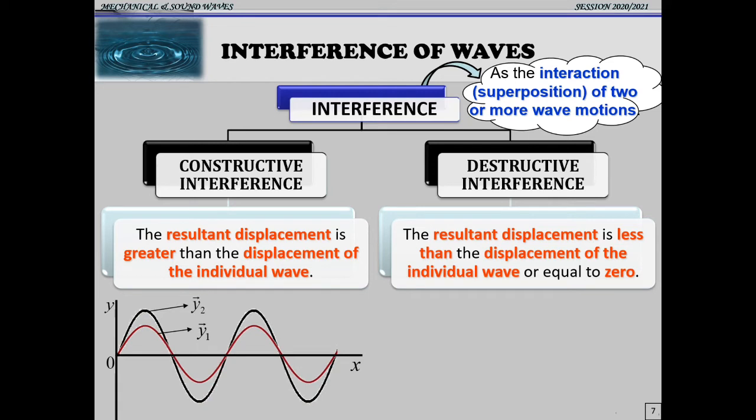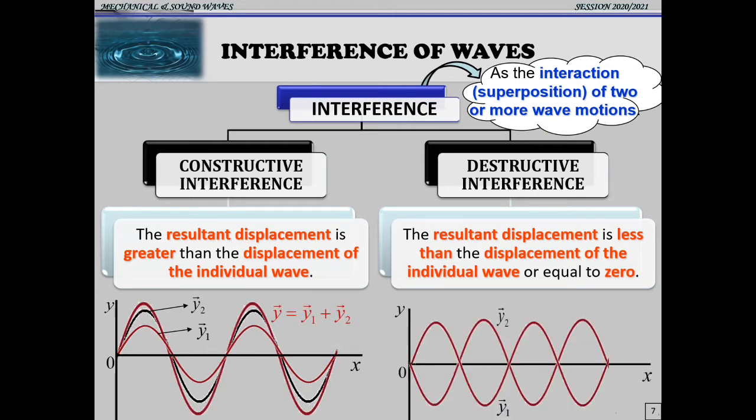Constructive interference, as can be seen, is when the resultant displacement is greater than the displacement of the individual wave. So y equals y1 plus y2. Destructive interference is when the resultant displacement is less than the displacement of the individual wave or equal to 0.